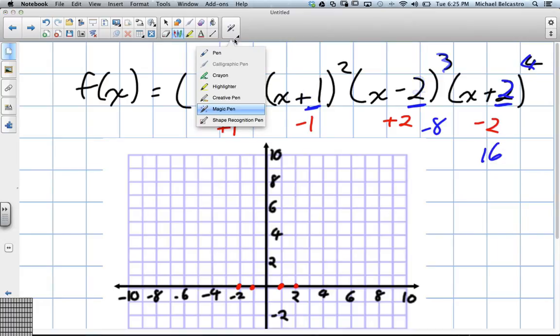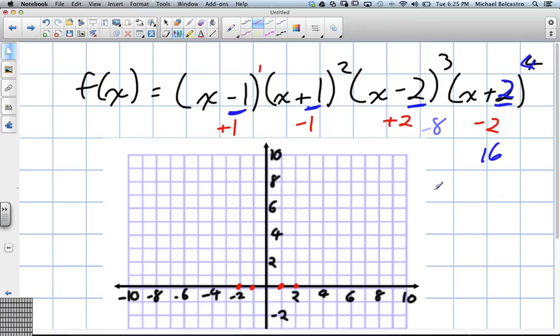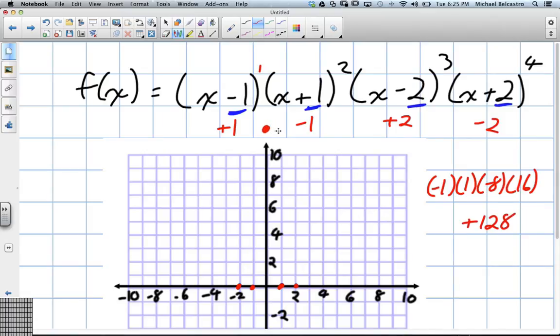Okay, so now we're looking at numbers. I'll just write them all out here. It's negative 1 times positive 1 times negative 8 times positive 16. Okay, well, I'm going to have a positive value. I have a negative times a positive, which is a negative. Negative times positive, negative. 2 negatives is a positive. So we have a positive value. And when I multiply all those together, we discover that it's going to be 128. So we have a y-intercept that's way off this chart. Okay, we'll just kind of throw that in there, 128.